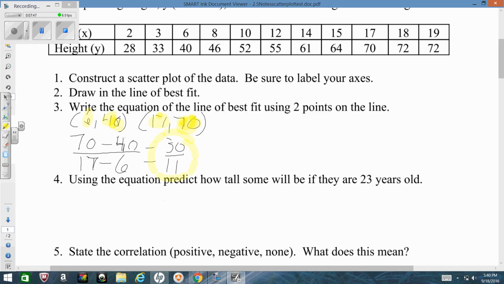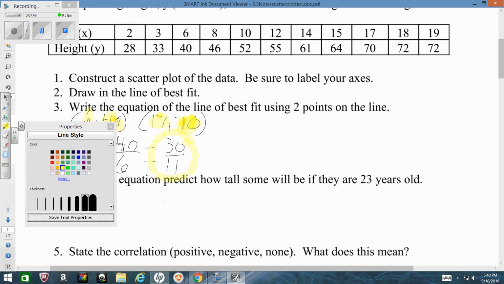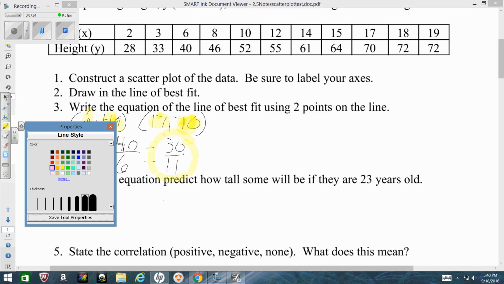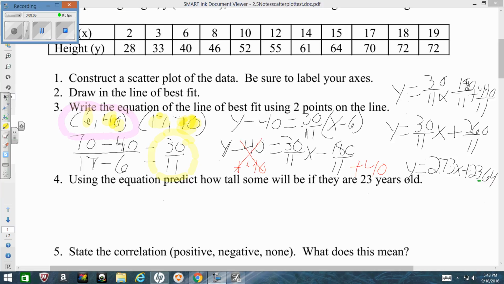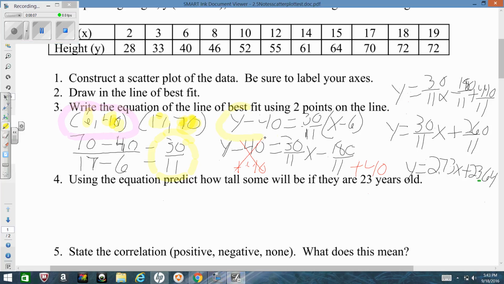So I calculated my slope as 30 over 11. I'm going to use these points to plug into my point-slope equation, and then use that to write it in slope-intercept form, which I'll show you now. All right, so I did this. I took y minus 40 equals 30 over 11, x minus 6. Again, I talked about it. I used 6 and 40 to put this in point-slope form.